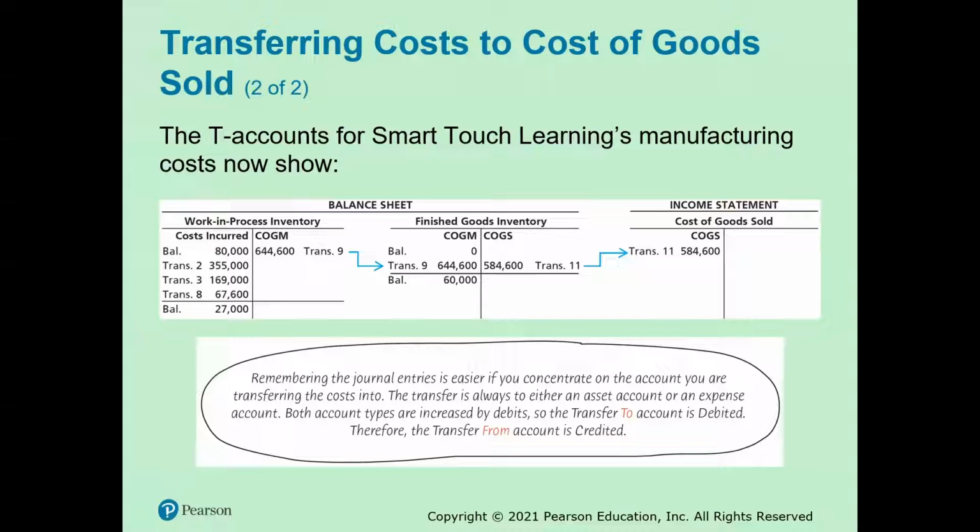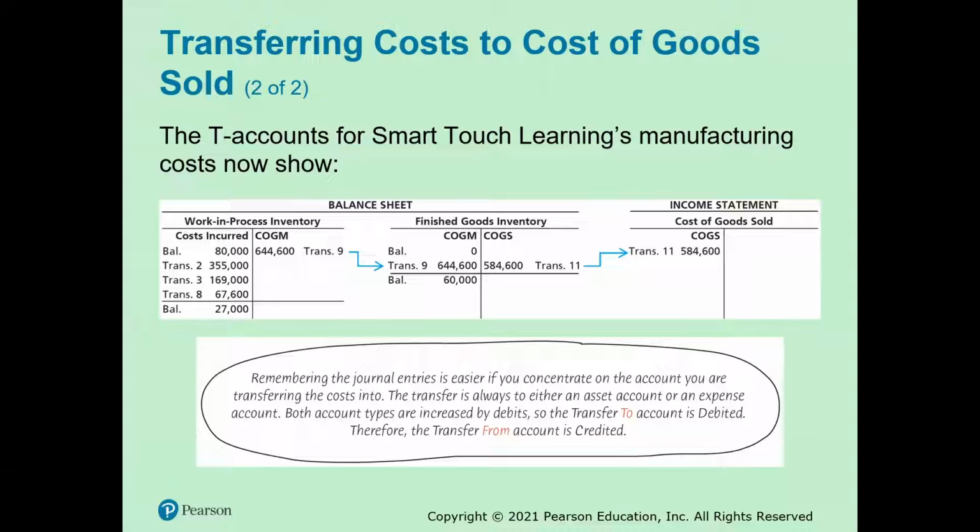The balance sheet work in process inventory will have a debit, which will be the cost incurred, the balance of the $80,000, transaction number 2. Then you have transaction number 3, transaction number 8. You'll also have a credit of the cost of goods manufactured. You have transaction 9, and you'll have that ending balance of $27,000.